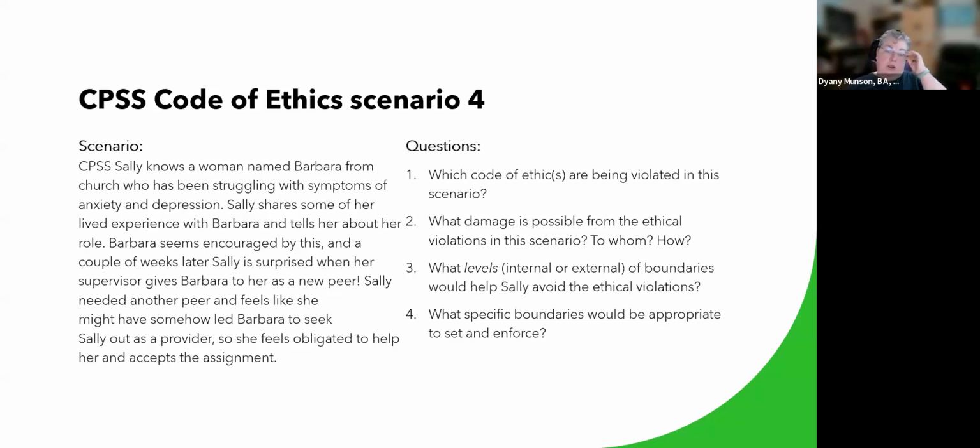Scenario number 4. Peer support Sally knows a woman named Barbara from church who has been struggling with symptoms of anxiety and depression. Sally shares some of her lived experience with Barbara and tells her about her role. Barbara seems encouraged by this, and a couple of weeks later, Sally is surprised when her supervisor gives Barbara to her as a new peer. Sally needed another peer, and she needed more time on her workload, and feels like she might have somehow led Barbara to seek Sally out as a provider, so she feels obligated to help her and accepts the assignment. So, which code of ethics is being violated by this scenario?